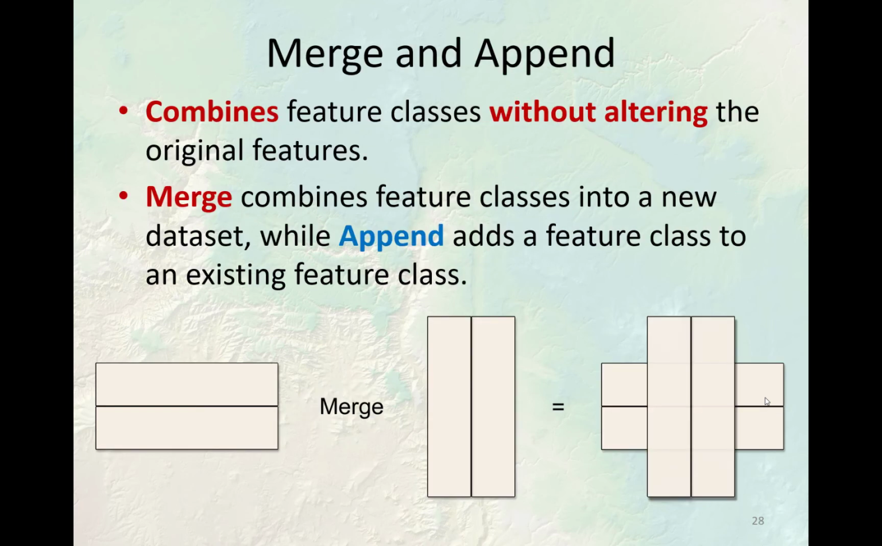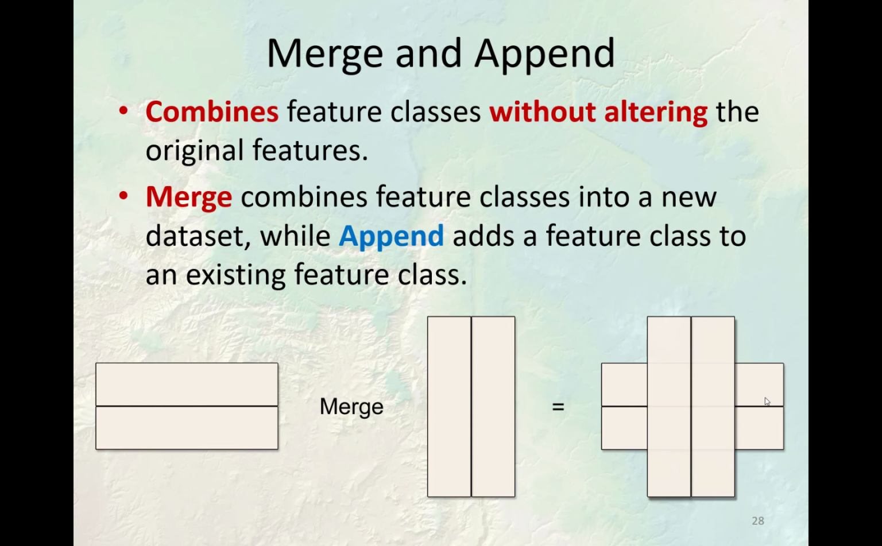Now, merge and append are both simple tools. They don't do any geometric operations at all. All they do is combine the original feature classes into a larger feature class. So if you had one feature class that had 5 features and another feature class that had 6, you just get a new feature class that had 11. Just adds the new features as separate rows in the table.